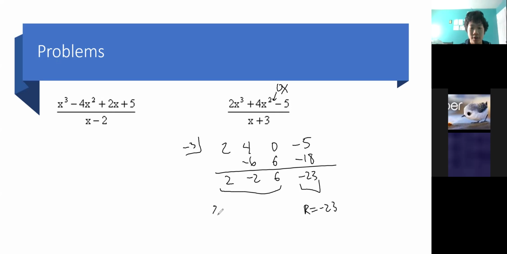The rest of them are the coefficients of our answer. 2x... Voila. That's it.